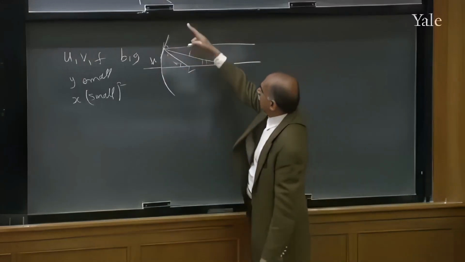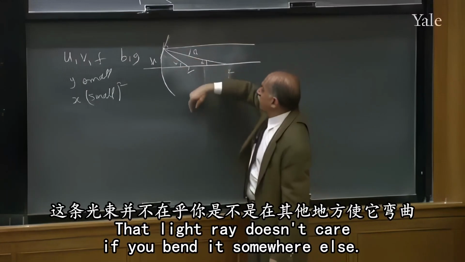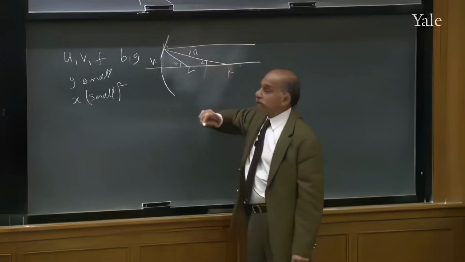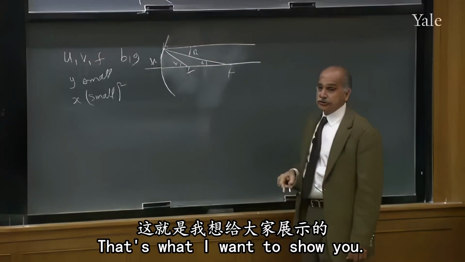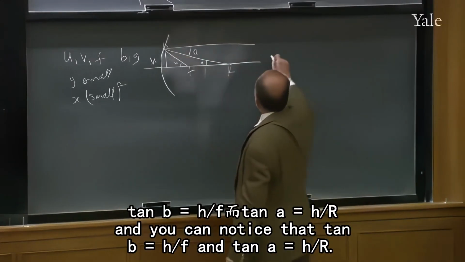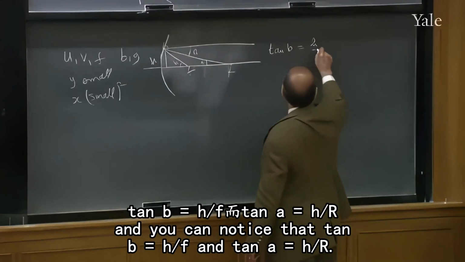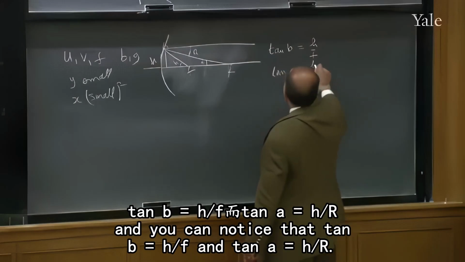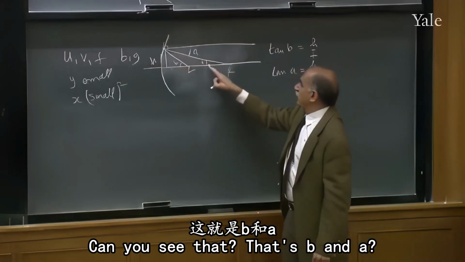But that's looking like the plane mirror for that particular light ray. That light ray doesn't care if you bend somewhere else. As far as this ray is concerned, you're a plane mirror. You want that angle to be equal to that angle. That's what I want to show you. So let's take this height h here, and you can notice that tan b is equal to h over f, and tan a is equal to h over r. Can you see that? That b and a.